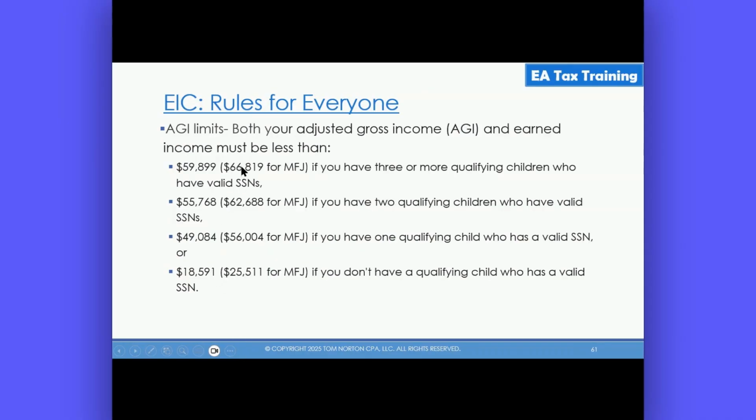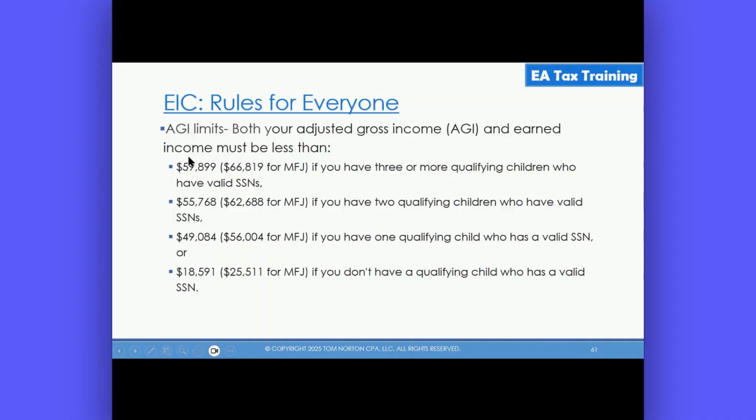First of all, the adjusted gross income limits. Both your adjusted gross income and your earned income must be less than the amounts shown here on the slide. So if you're not married filing jointly and you have 3 or more qualifying children, then your adjusted gross income cannot be more than $59,899. If you are married filing jointly, that amount is $66,819. And then you can see the amounts for the other filing statuses.